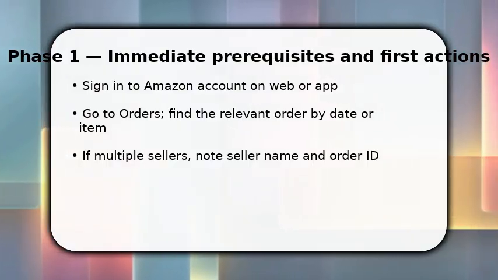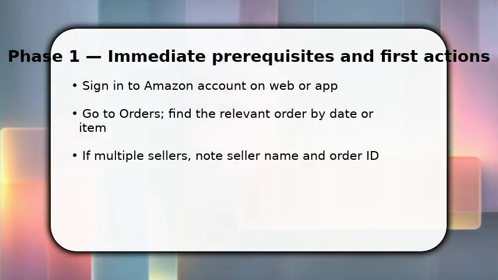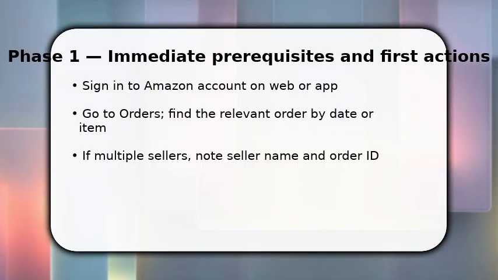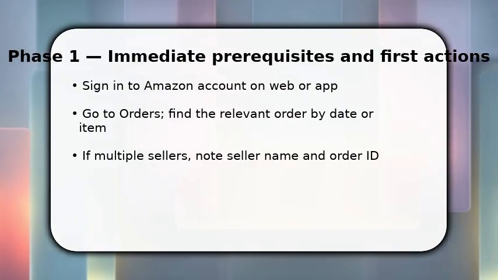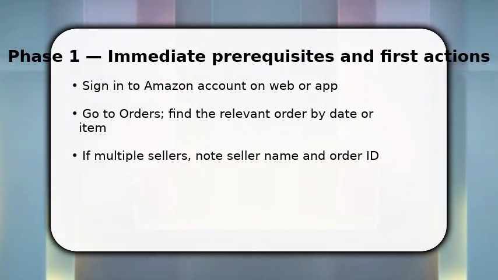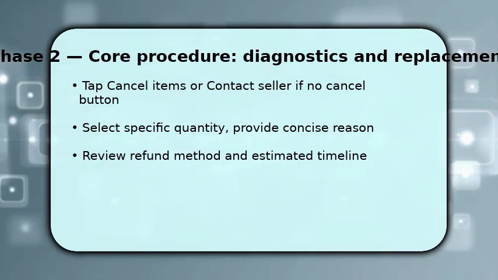Make sure payment hasn't been captured or the item hasn't already shipped. Those two facts change your options. If you act now, you'll reach the cancel button faster and avoid delays that block refunds. Once on the order page, choose Cancel Items. If that option is missing, press Contact Seller immediately and request cancellation.